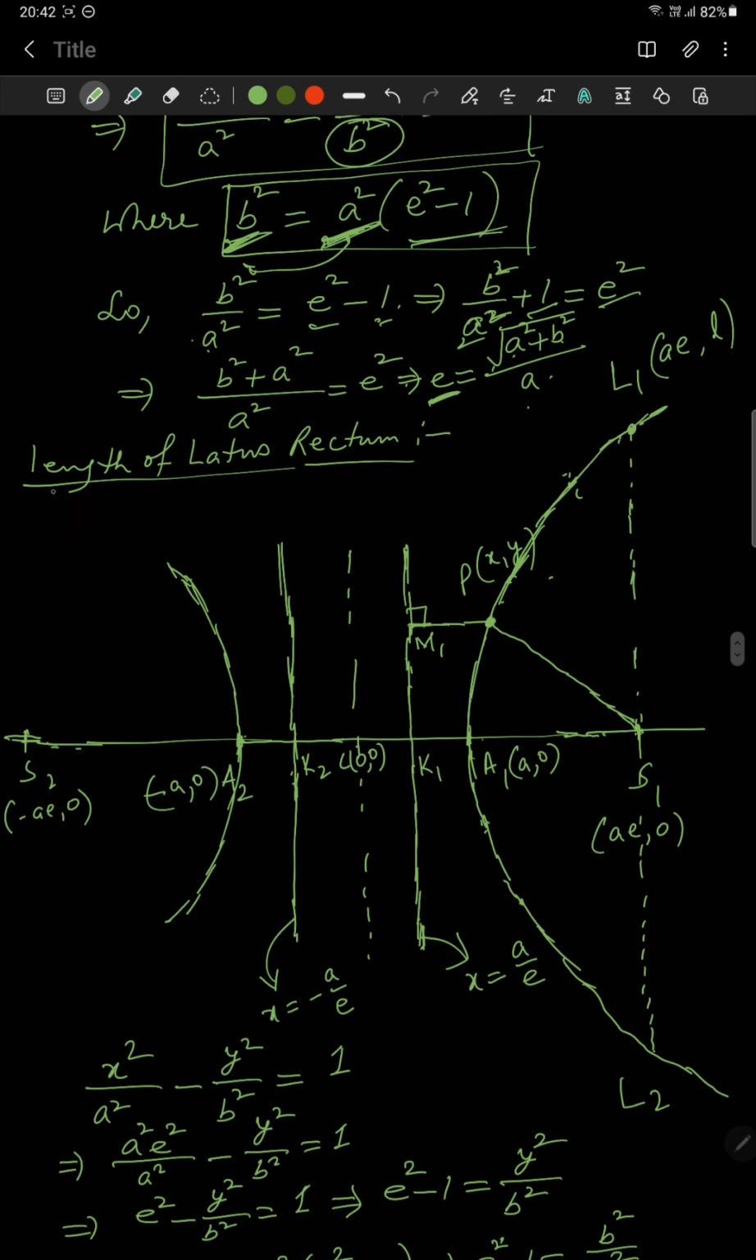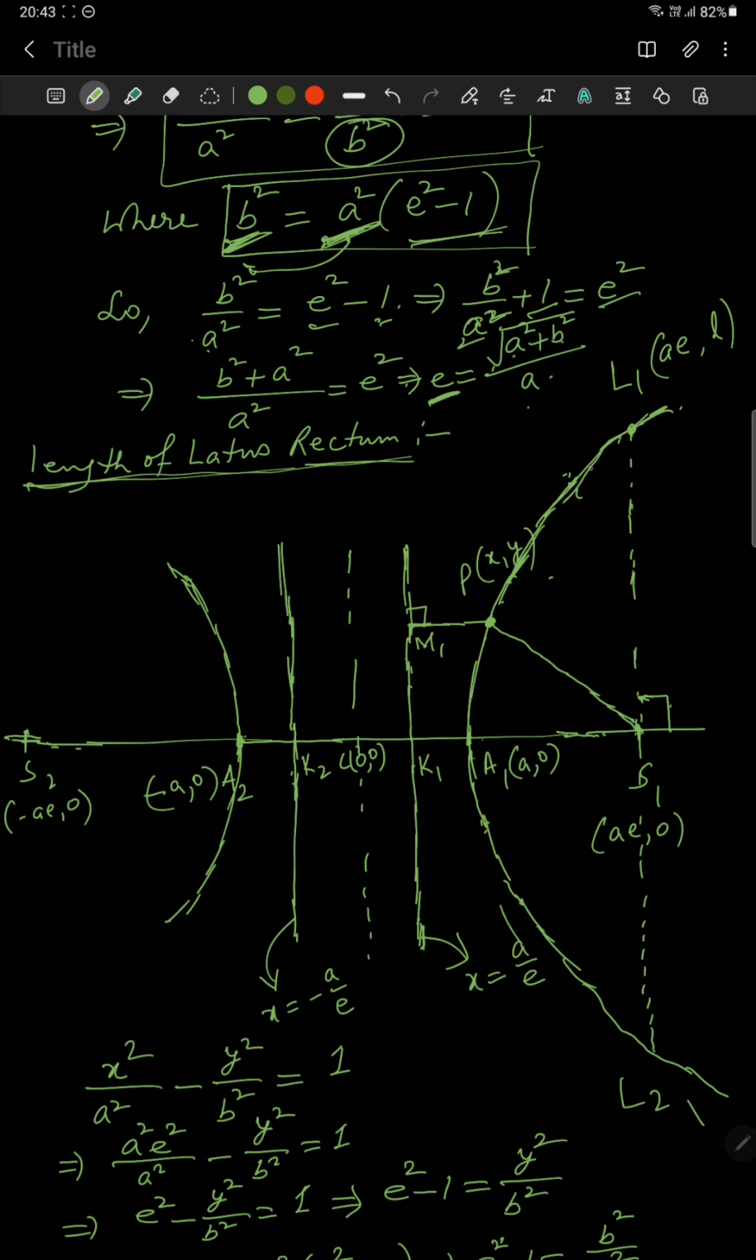Let us come to the length of the latus rectum. Alright, as you remember, in the case of ellipse, we have discussed that latus rectum is nothing but the length of the perpendicular drawn through the focus, and which cuts the ellipse at 2 points.